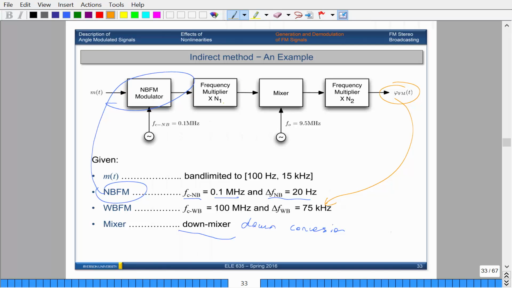So we have to figure out the right numbers. We have to figure out the right multiples, N1 and N2, that will actually give us the desired carrier frequency and the deviation. And we also have a mixer frequency of 9.5 megahertz as well.